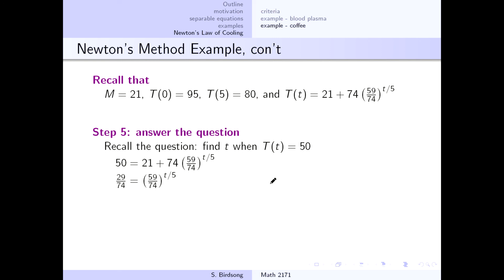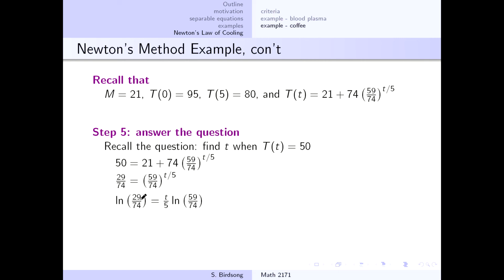We'll then solve. So we subtract 21 from both sides. We'll divide by 74 on both sides. So that's this. And then we get that 29 over 74 equals 59 over 74 raised to the t over 5. Take the natural log of both sides, and at this point you're going to start looking the same whether or not you left the function in terms of e's.